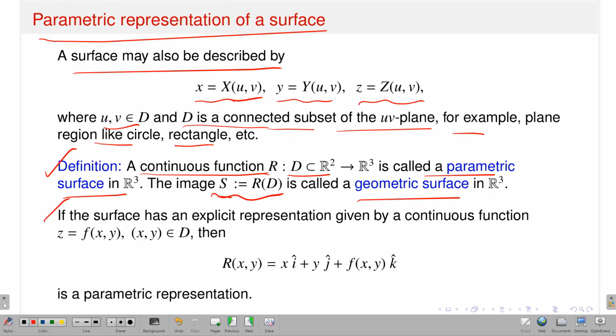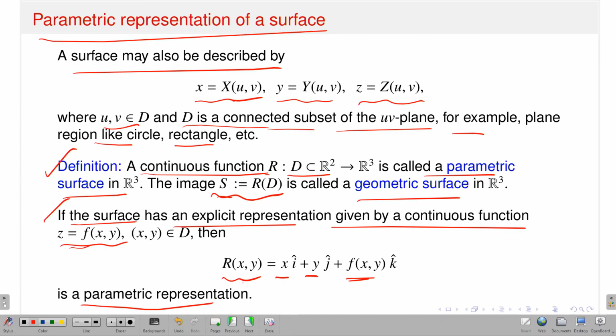Okay. If the surface has an explicit representation given by the continuous function z is equal to f of x comma y, so that is explicitly given, right. So I have x, y running over some domain D subset of R2, and I can have an explicit expression of z in terms of x, y. That means z is equal to f of x comma y. Then what is my R? R will have x comma y comma z, it's a map from R2 to R3. What is my first component? Of course it is x, second component y, and the third component z, which is nothing but f of x comma y. So I can have R of x, y, which is x, y, f of x, y, a parametric representation. Okay, so that's very nice.